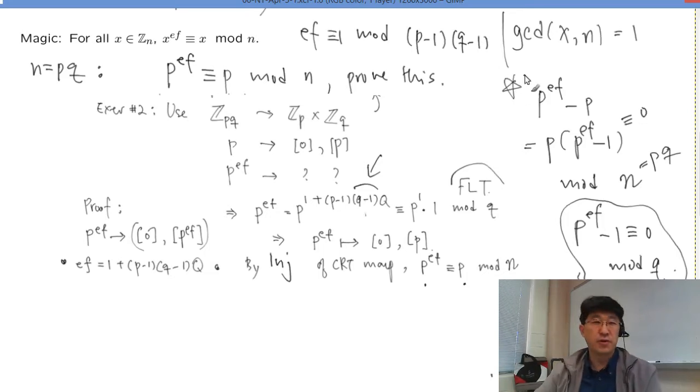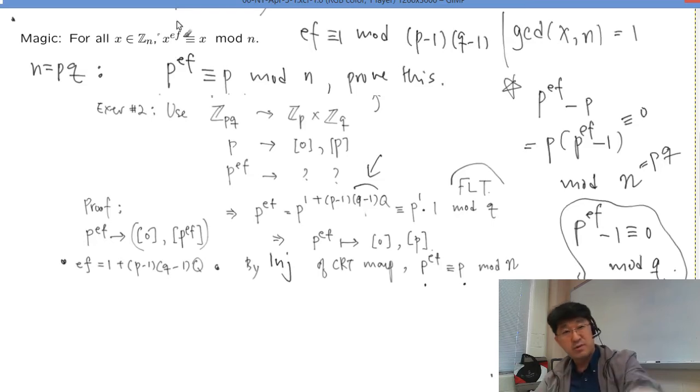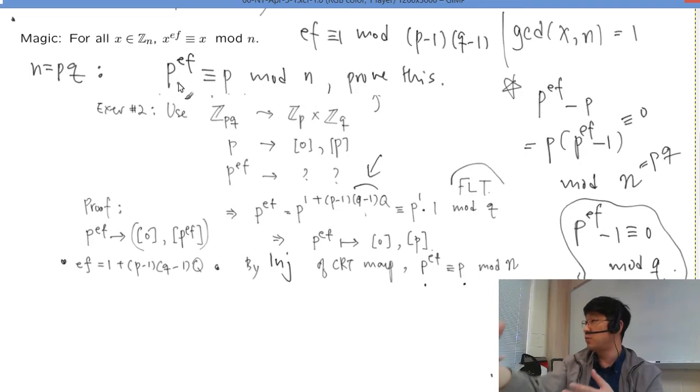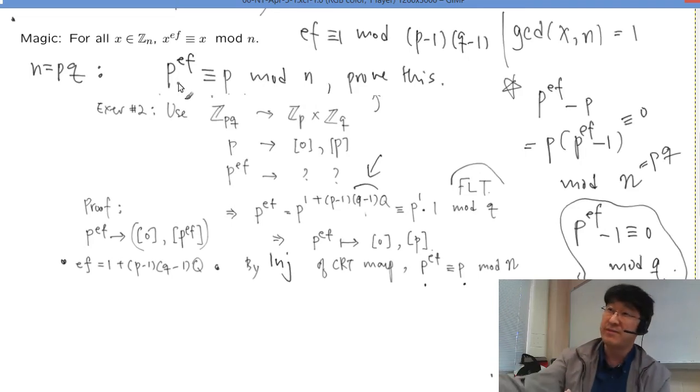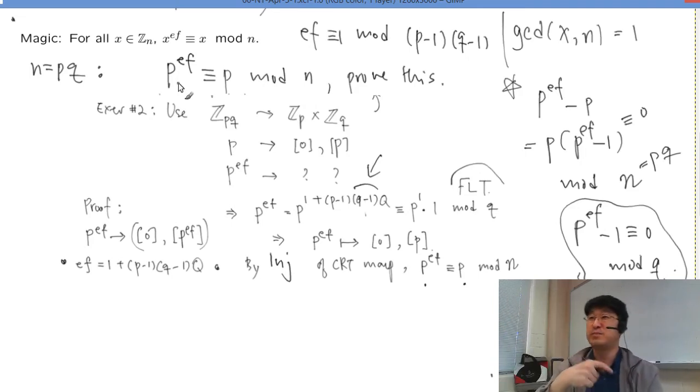All right, so let's go back. Whatever you choose from 0 through n, you'll be able to do the inverse. Raising x to the e is one map, and raising to the f is the inverse, so it gives you the input back.